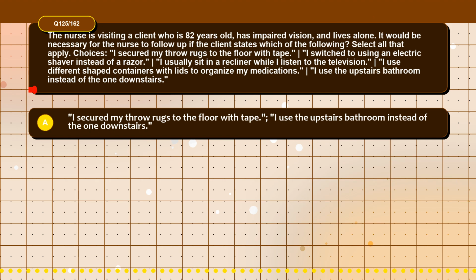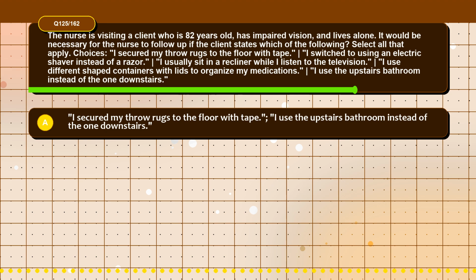Question 125. The nurse is visiting a client who is 82 years old, has impaired vision, and lives alone. It would be necessary for the nurse to follow up if the client states which of the following. Select all that apply. Choices: I secured my throw rugs to the floor with tape. I switched to using an electric shaver instead of a razor. I usually sit in a recliner while I listen to the television. I use different shaped containers with lids to organize my medications. I use the upstairs bathroom instead of the one downstairs.